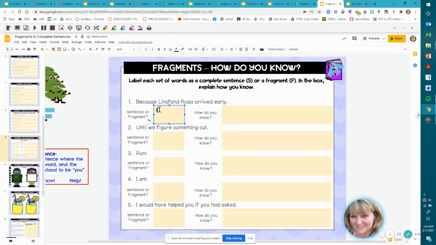And how do I know? I'm going to go ahead and make this a capital F. How do I know? Because it's not a complete thought. It says, "Because Lena and Rosa arrived early." Mainly I know because it starts with a subordinating conjunction, because, but it's not a complete thought. Therefore, you have to explain how you know: because it needs an independent clause added to it.